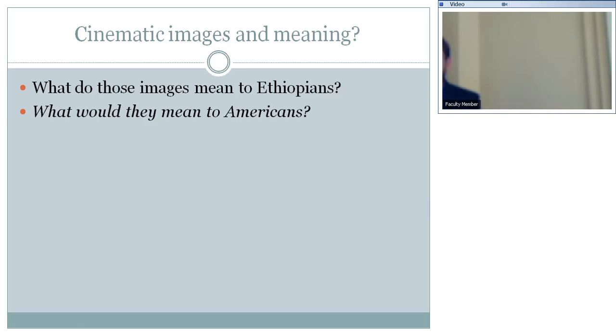So, cinematic images and meaning. When we're thinking about how we interpret film global images, or when we're thinking about interpreting movies globally, what do the images I just showed you mean to Ethiopia? What would they mean to you?